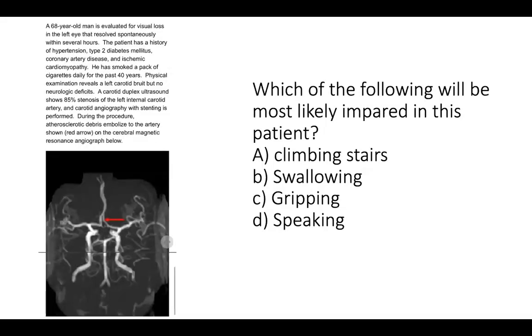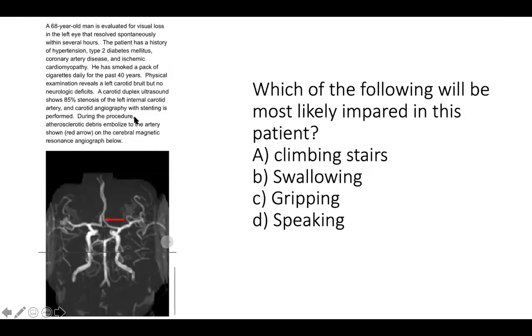Now, the second scenario, a 68-year-old man is evaluated for visual loss in the left eye that resolves spontaneously within several hours. The patient has a history of hypertension, type 2 diabetes, coronary artery disease, and ischemic cardiomyopathy. He has smoked a pack of cigarettes daily for the past 40 years. Physical examination reveals a left carotid bruit, but no neurological deficits.